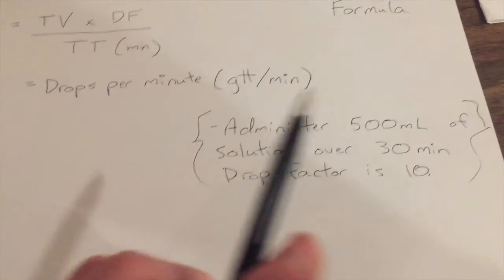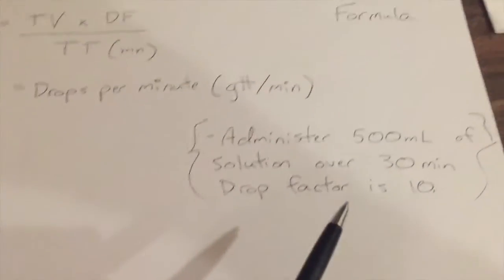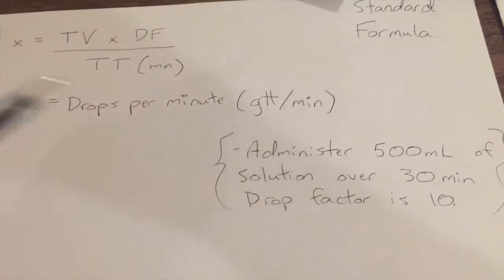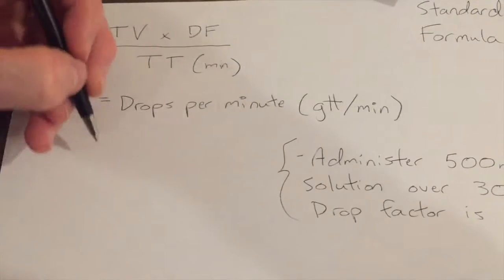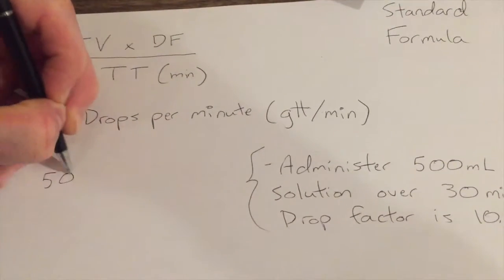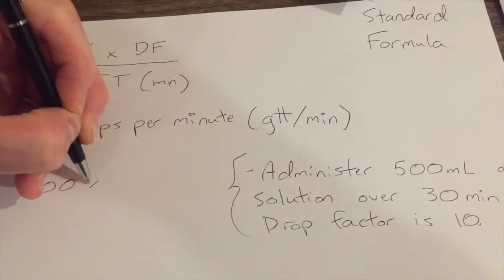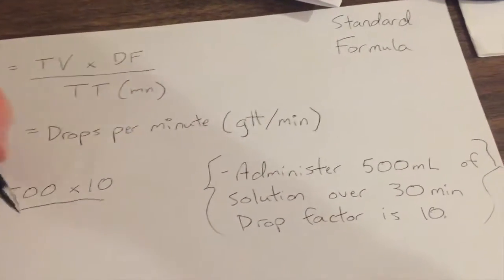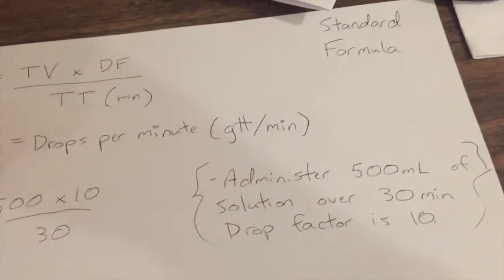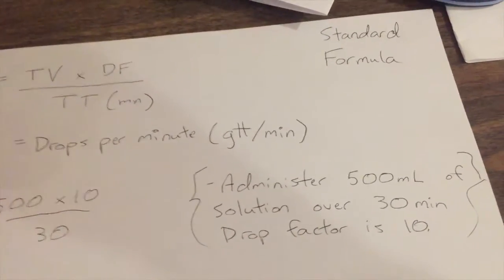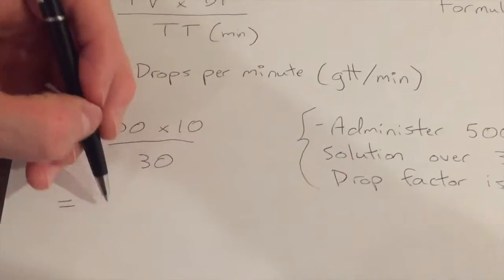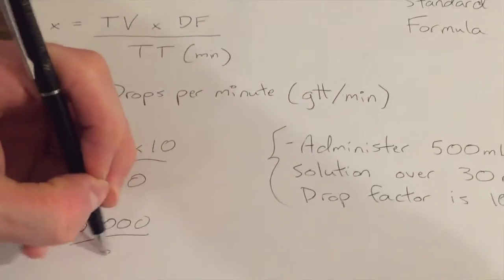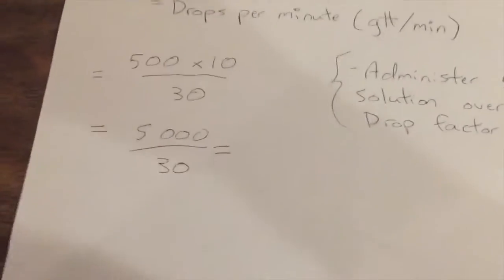So here's an example. Administer 500 milliliters of solution over 30 minutes. And they always give you a drop factor. So the drop factor is 10. So let's punch it in here. We've got total volume, 500 milliliters, times the drop factor of 10, divided by the total time, which is 30 minutes. Okay, so what do we got? Whoops, we've got 5,000 divided by 30, which is this.